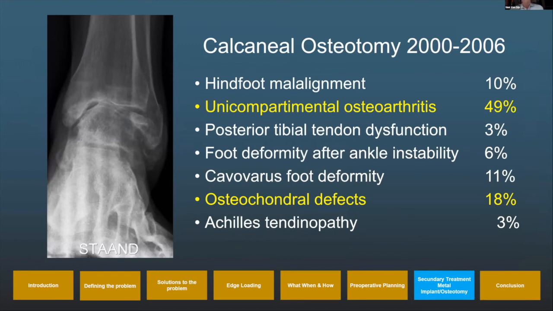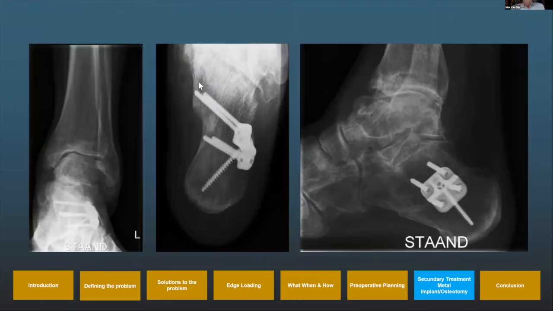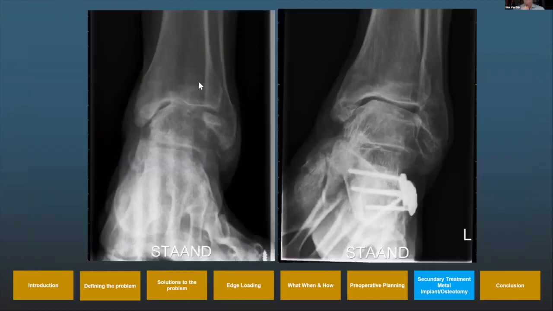Then to the osteotomy. Calcaneal osteotomy, I showed you this asymmetric osteoarthritis in the ankle. And here you see the calcaneal osteotomies that we published on. The majority we performed for unicompartmental osteoarthritis and for osteochondral defect. So basically what you do, you shift the load with a lateralizing shift calcaneal osteotomy. You shift the load from medial to lateral. Here you see the preoperative, here you see the postoperative X-ray.